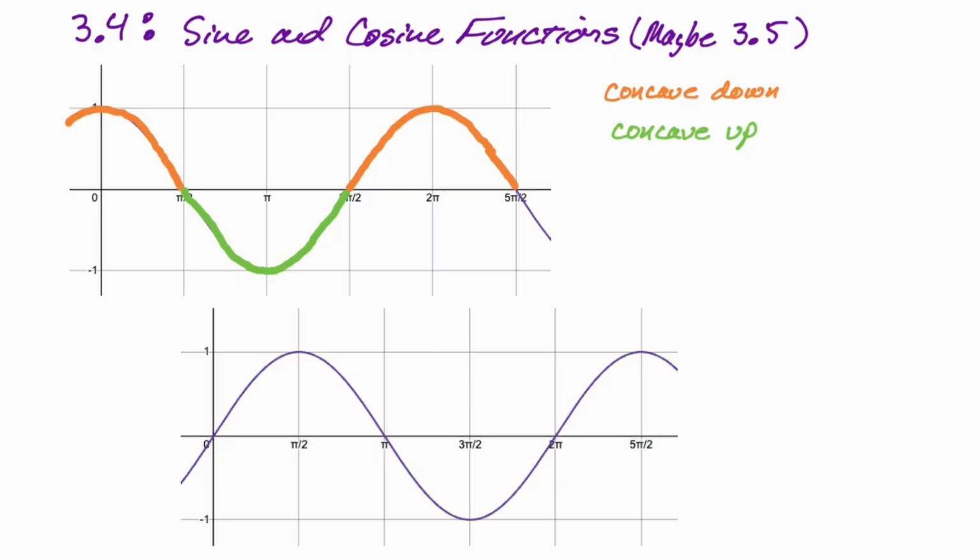And then increasing, decreasing is probably a little bit easier than concavity. So increasing looks like this, that's where we're increasing, and then decreasing looks like this. And of course, those will repeat over and over again. That's a feature of periodic functions, that all of their features just keep repeating over and over at some set interval. All right, that's it for 3.4. Let's move on to 3.5.